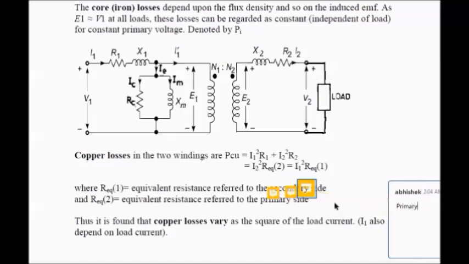This is primary side, and here R equivalent 2 is equivalent resistance referred to the secondary. So this is secondary.